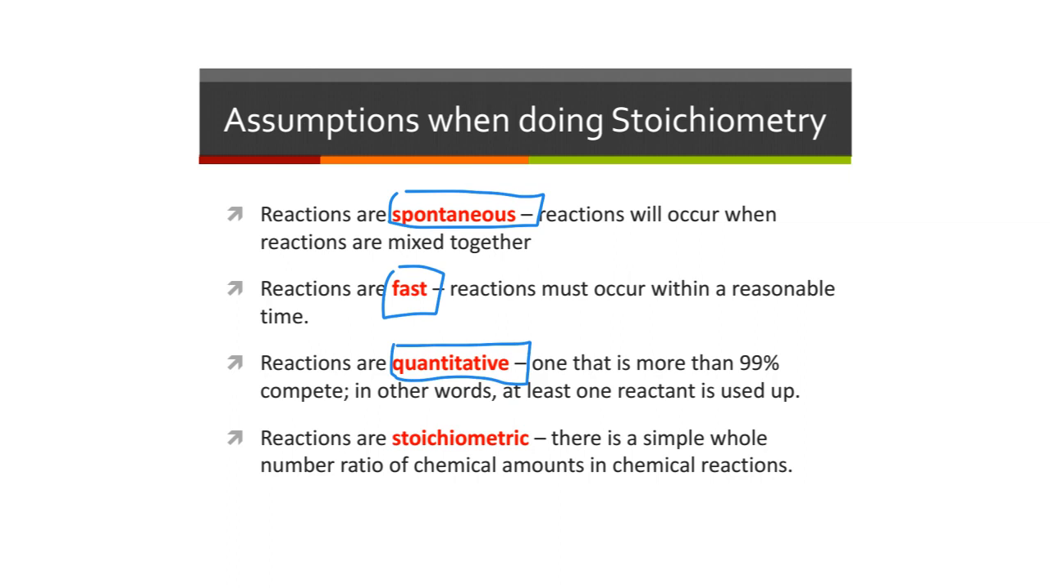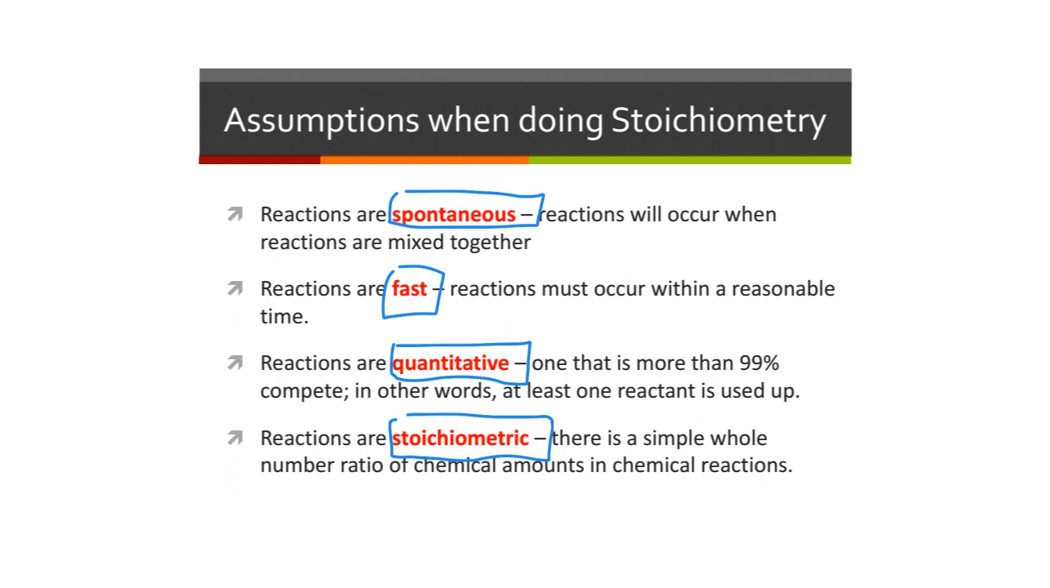There's no impure material that will get in the way. All the chemicals in the reaction will react. And lastly, the reactions are stoichiometric, which means they will always react in the mole to mole ratio as prescribed in the balanced chemical equation.